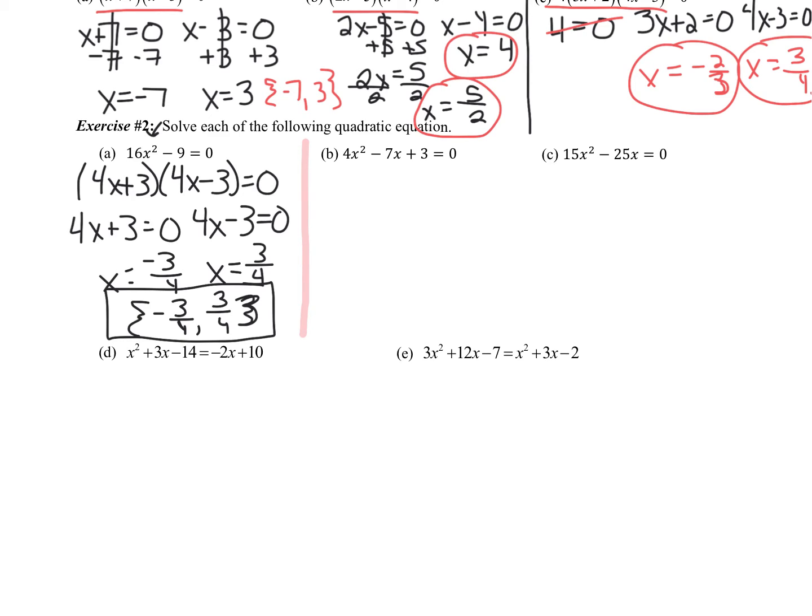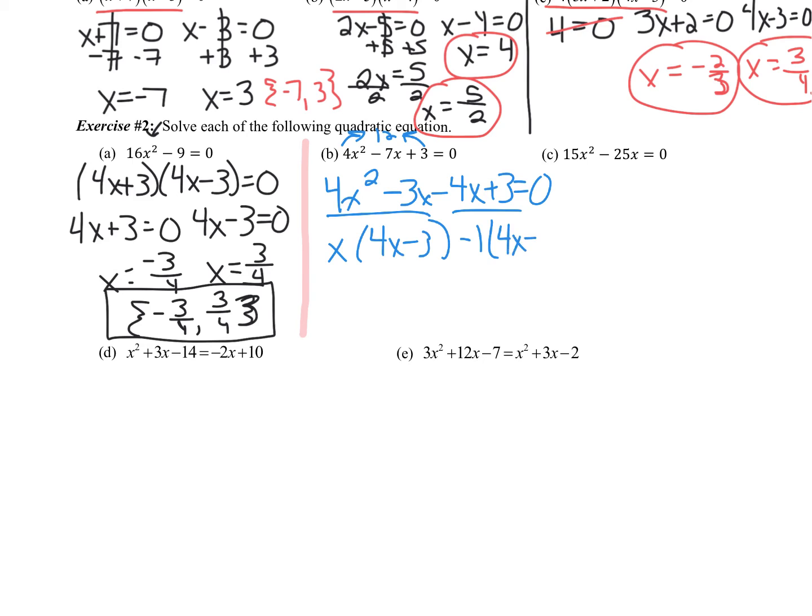But on this one, we're trying to find numbers that multiply to 12 and add up to -7. We are going to split the middle after we do that rainbow. Those numbers that will work are -3x and -4x for splitting the middle. So now we'll group, take out the x, 4x minus 3, take out the -1, 4x minus 3, and then we will go to our 2 binomial factors.